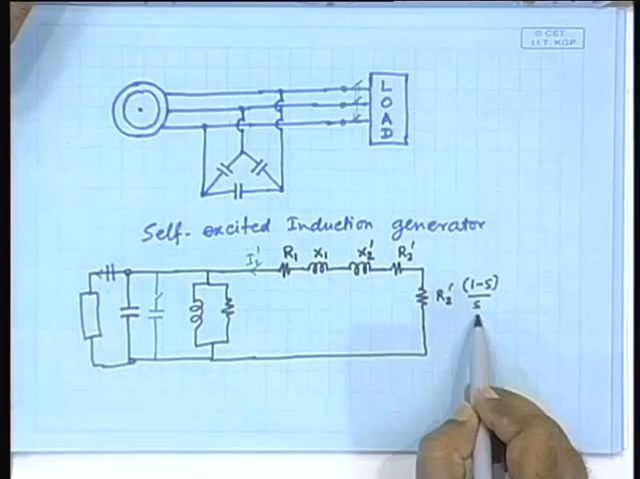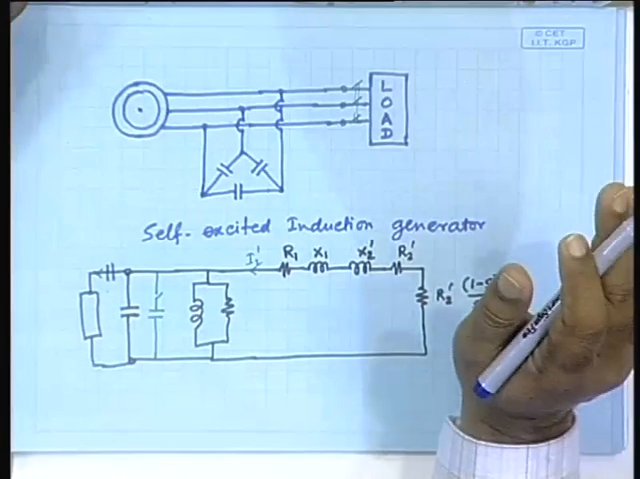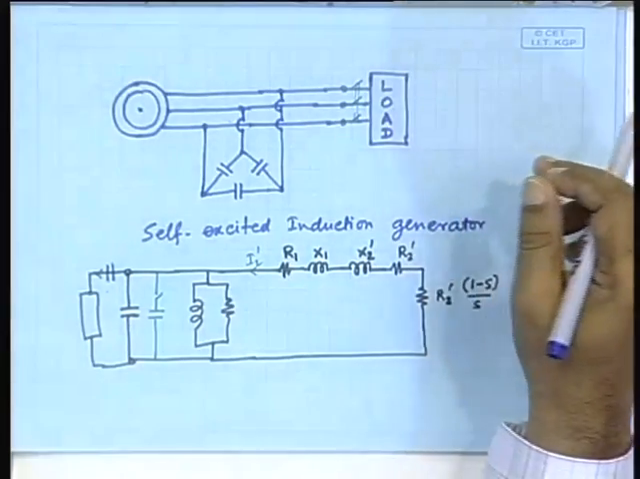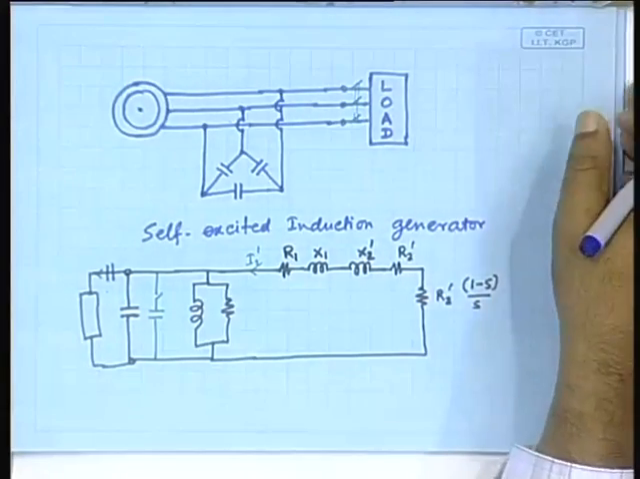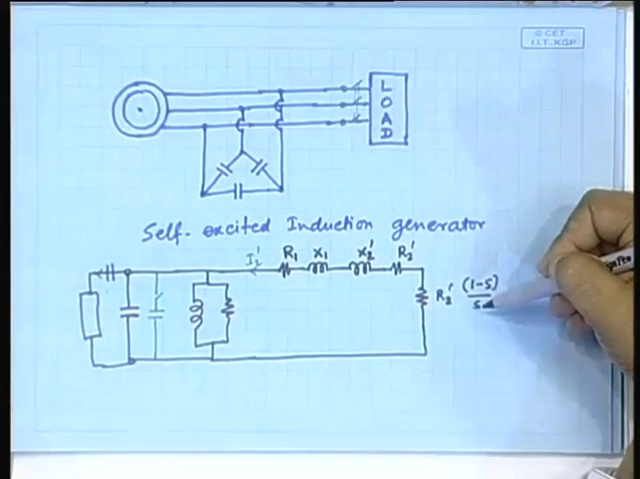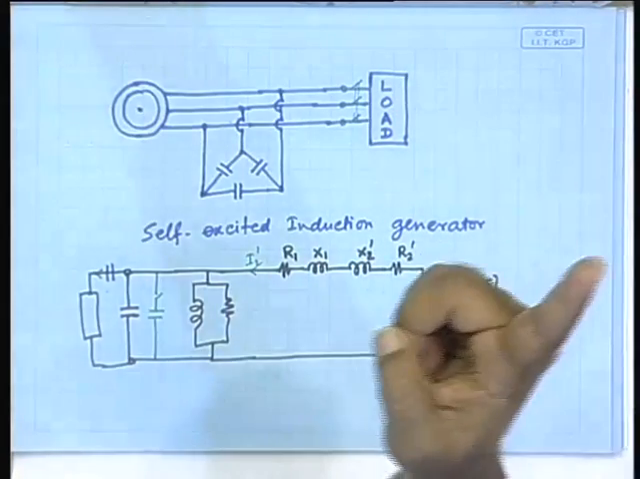And to determine the slip is a very complicated affair. Only those who are specializing in this would be justified to teach it. That is why for this course we are excluding how to obtain the slip in this case. But only remember that there is still a slip, and that slip and the rotational speed will give you the frequency generated, and in this case the frequency will not remain constant; it will be dependent on the speed of rotation.